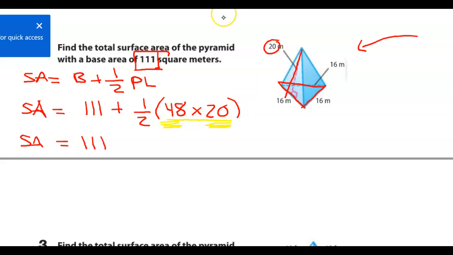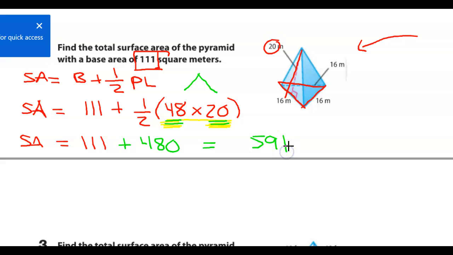I think the easiest way for you guys to do this problem in your head is to take 1/2 of 20, and 1/2 of 20 would be 10. And then you would do 48 times 10, and that would give you 480. So let's do 111 plus 480. Again, if you wanted to, you could have just done 48 times 20, and then taken half of that or divided that by 2. So 111 plus 480 is going to give me 591.